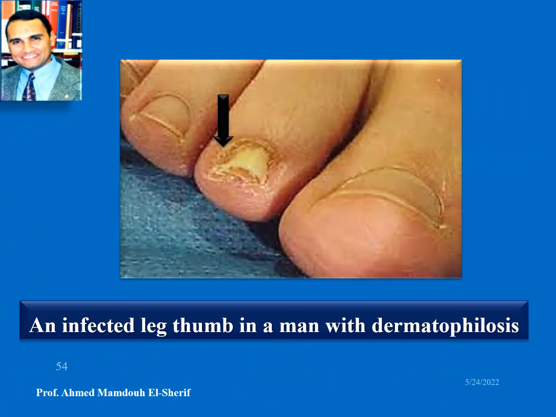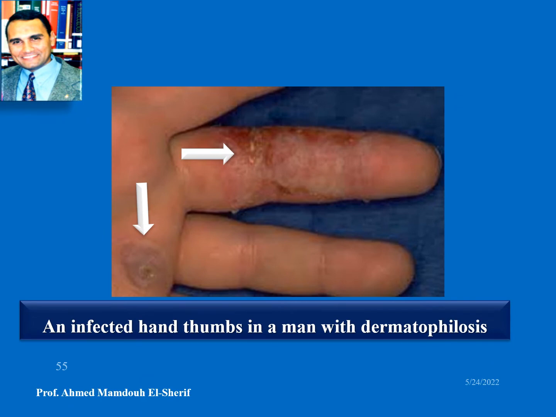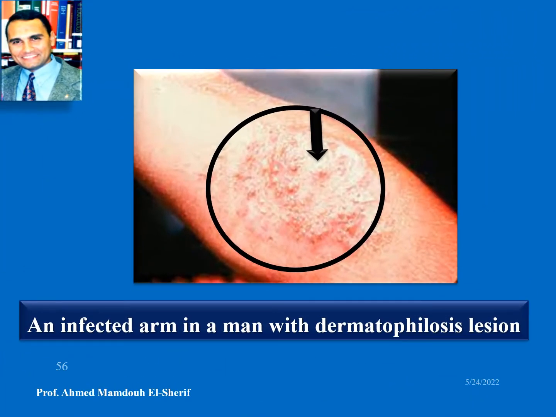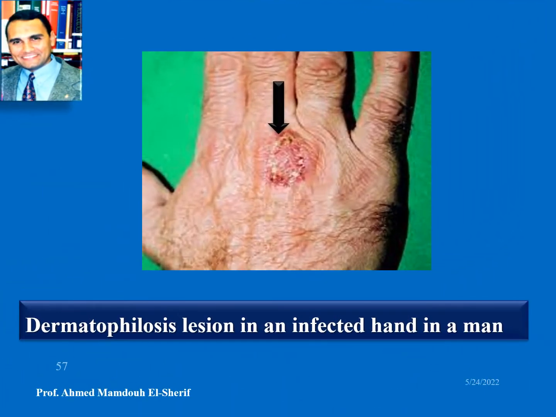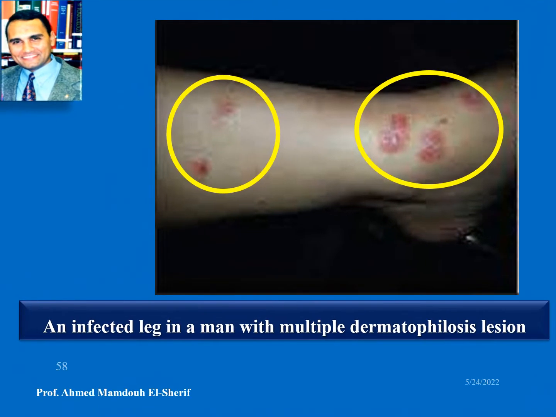A picture of an infected leg and thumb in a man with dermatophilosis. An infected hand and thumbs in a man with dermatophilosis, where the arrows denote the area of infection. An infected arm in a man with dermatophilosis lesions, where the area of infection is surrounded by a black ring and the arrows denote the lesions. Dermatophilosis lesion in an infected hand in a man, where the arrows denote the lesion. An infected leg in a man with multiple dermatophilosis lesions, shown here surrounded by yellow circles.